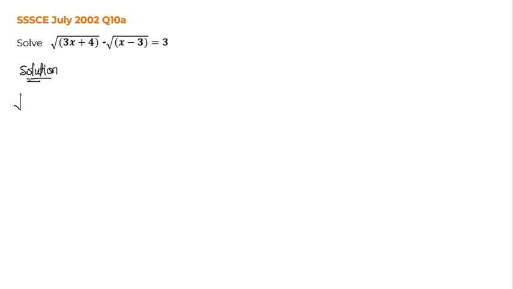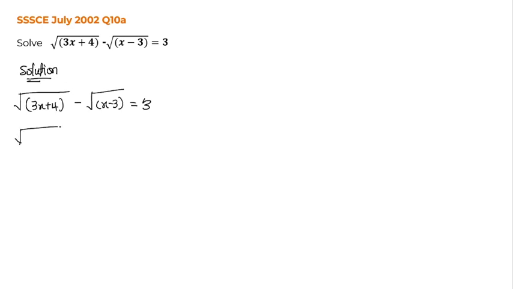So we have root 3x plus 4 minus root x minus 3 is equal to 3. Now we have root signs over here, so we need to get rid of the root sign. Before we do that, we need to send one of the root signs to the other side of the equal to sign so that it is easy for us to square and get rid of the root sign. So that is the first thing we do.